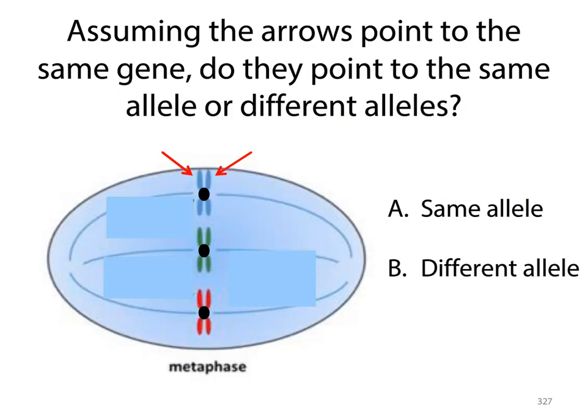Assuming the arrows point to the same gene, do they point to the same allele or different alleles? So think about what stage of mitosis we're at. Think about where the centromere is located. Think about how to address this question. Hopefully everything makes sense, and you chose A, the same allele. So remember, it's 1 chromosome made up of 2 identical sister chromatids, and that's the way it's supposed to be. Therefore, that means that they have the same allele.